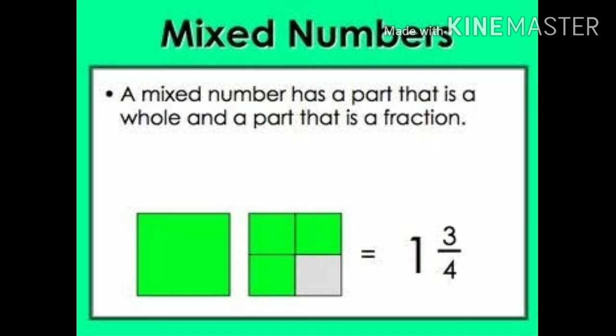Mixed numbers or mixed fractions. A number which can be expressed as the sum of a whole number and a proper fraction is known as a mixed fraction. In simple words, a mixed number has a part that is a whole and a part that is a fraction. You can see in this picture there are two pictures. One is wholly colored with green, but the second picture is divided into 4 parts and only 3 parts are colored. So one whole 3 by 4. This is a mixed number or mixed fraction.